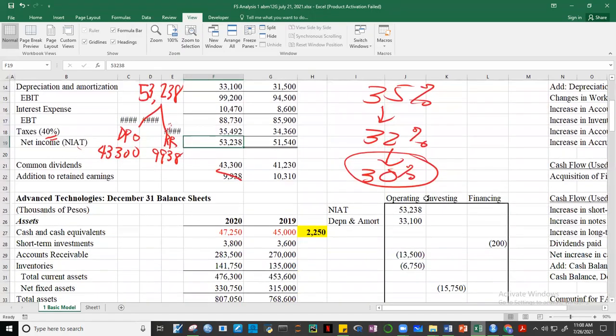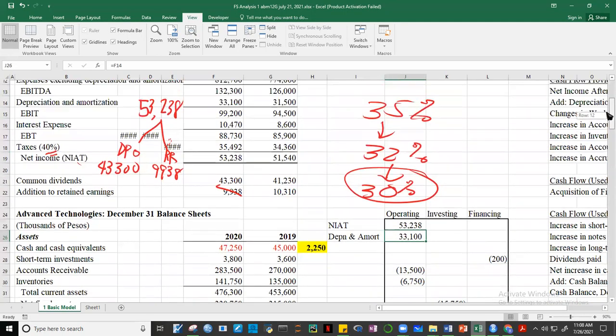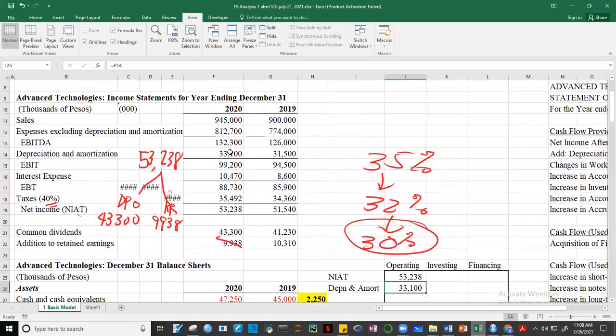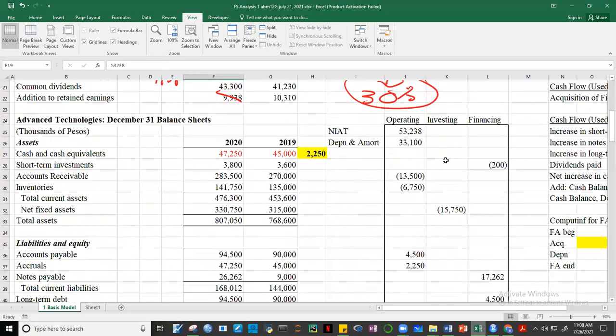All right. So we have here our net income, 53. Then we have to add back depreciation and amortization. Why? Because depreciation and amortization was deducted or subtracted in coming up with your net income after tax. So we have to add it back so that we have this one as part also of our operating.